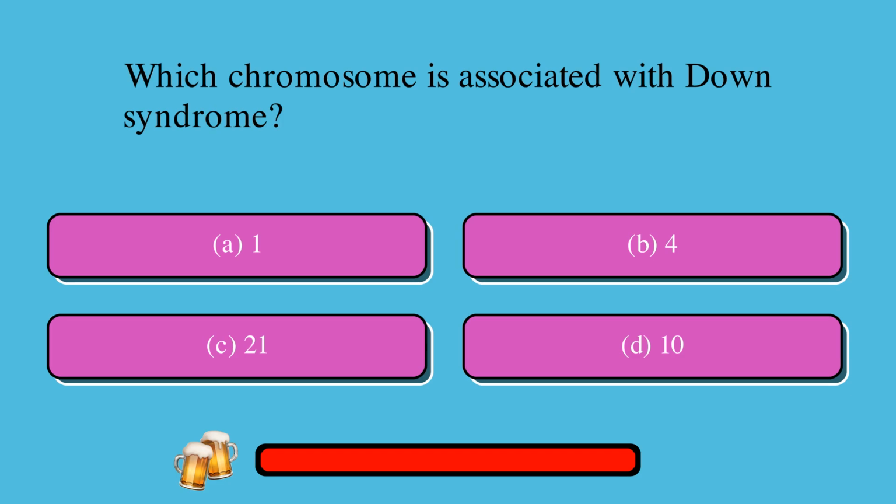Here's some clinical genetics trivia. Which chromosome is associated with Down syndrome? A: 1, B: 4, C: 21, or D: 10? The correct answer is C, 21.